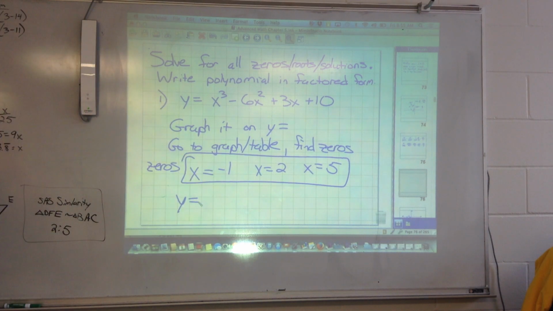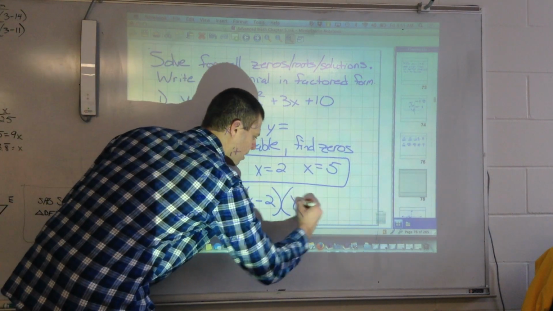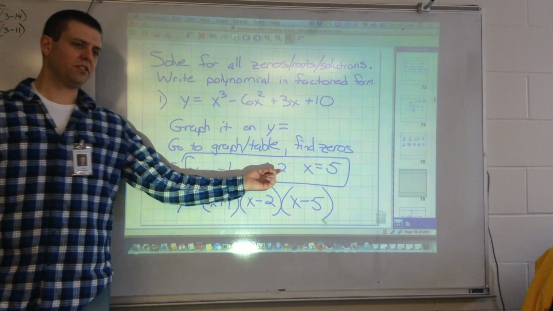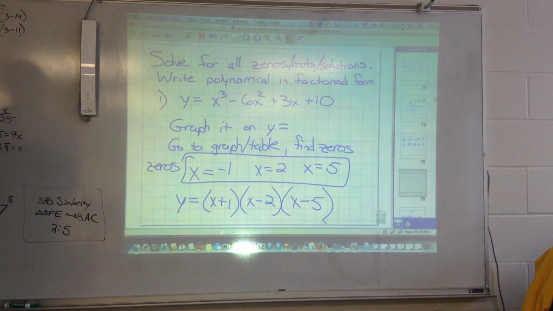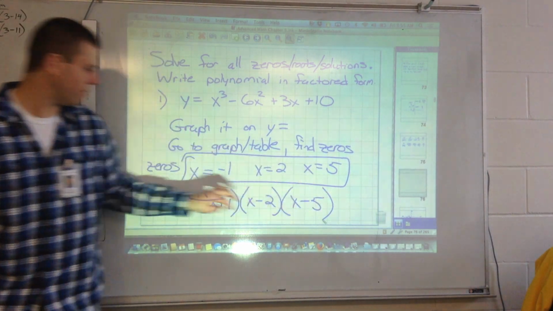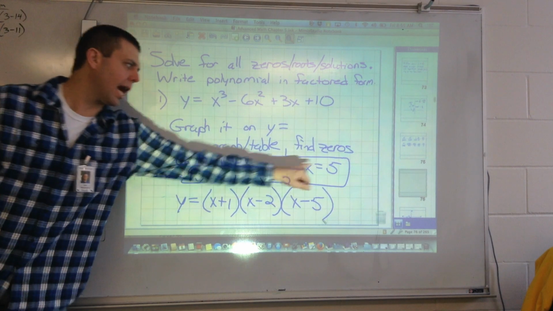If negative 1 is a 0, what is a factor? X plus 1. X minus 2, X minus 5. Why is it opposite? Well, think about it. If 2 is a 0, that means if I plug a 2 in for x, I will get 0 for y. 2 plus 1 is 3, but what's 2 minus 2? 0, and 0 times whatever these are is still going to give you a y value of 0. So that's how you know 2 is a 0, because if you plug in 2 for x, you get 0 for y. It's always opposite whatever these are.